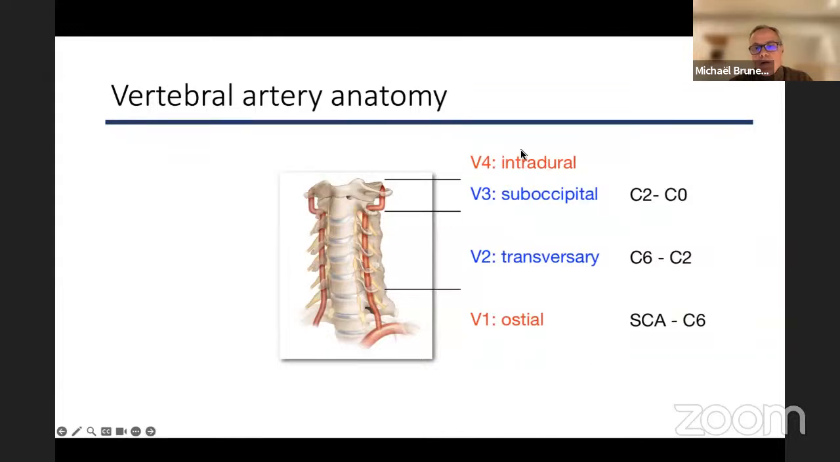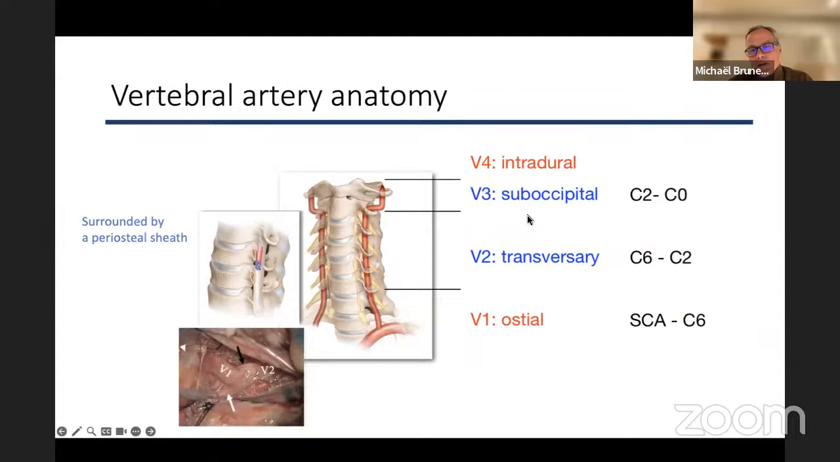I put the V1 and V4 segments in red and the other two in blue because it's important to understand that the V2 and V3 segments are surrounded by a periosteal sheath, and surrounding the artery within the sheath you have an important venous plexus. It's why I put that in blue. This is a big anatomical difference and it has many surgical consequences, compared to V1 and V4, which are truly the artery that is visible directly when you expose it.